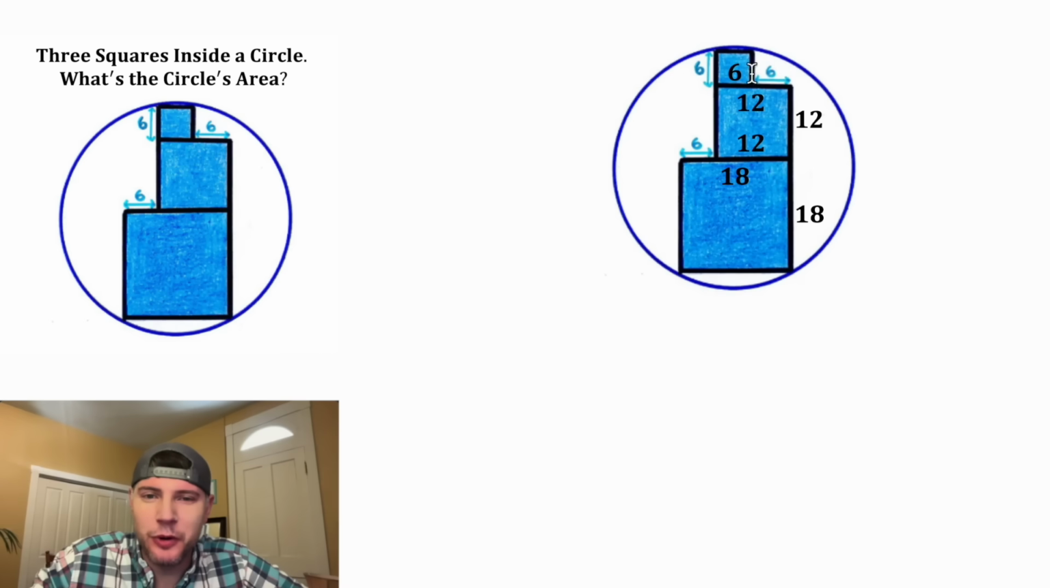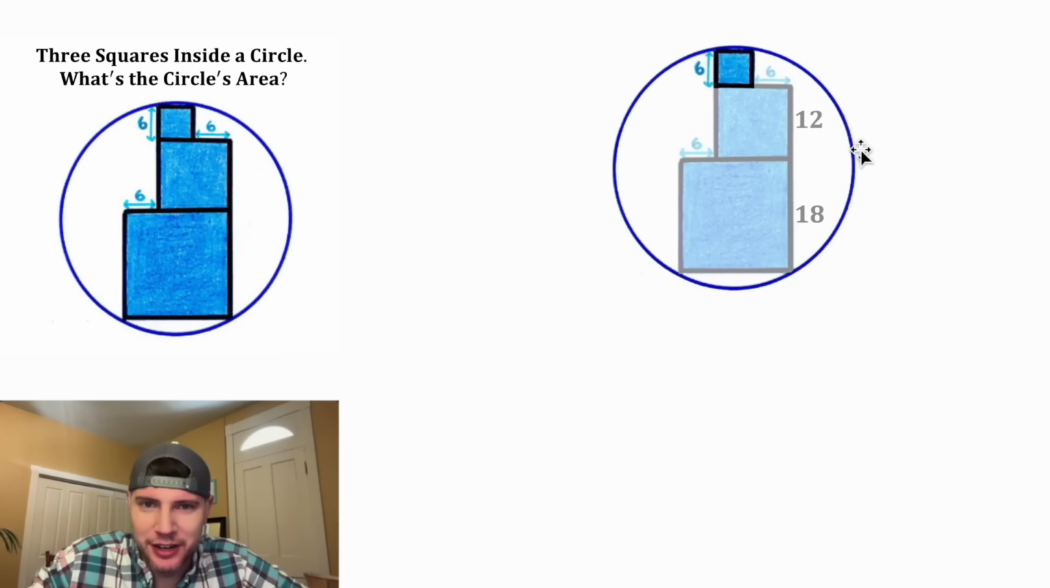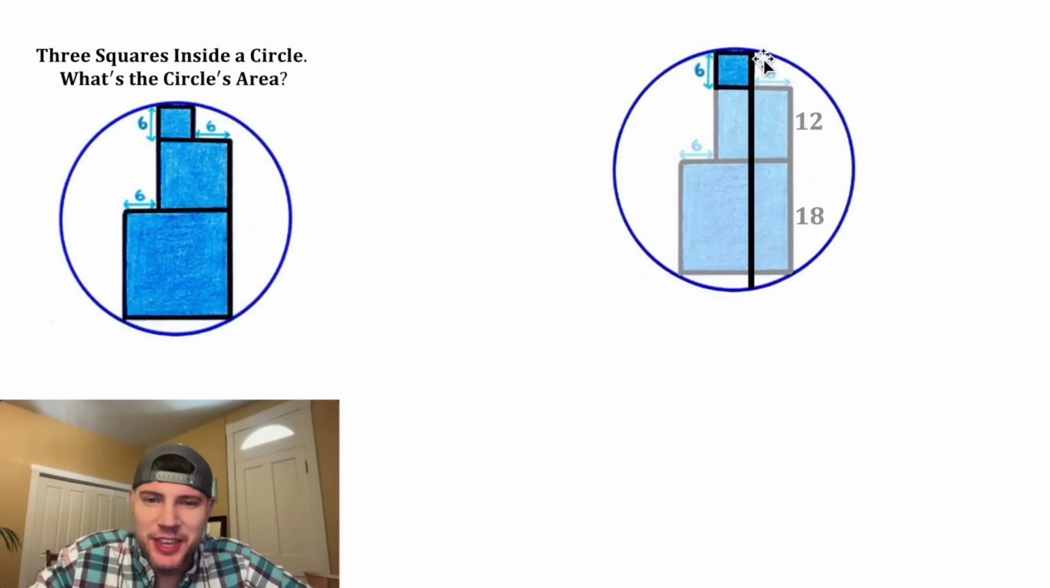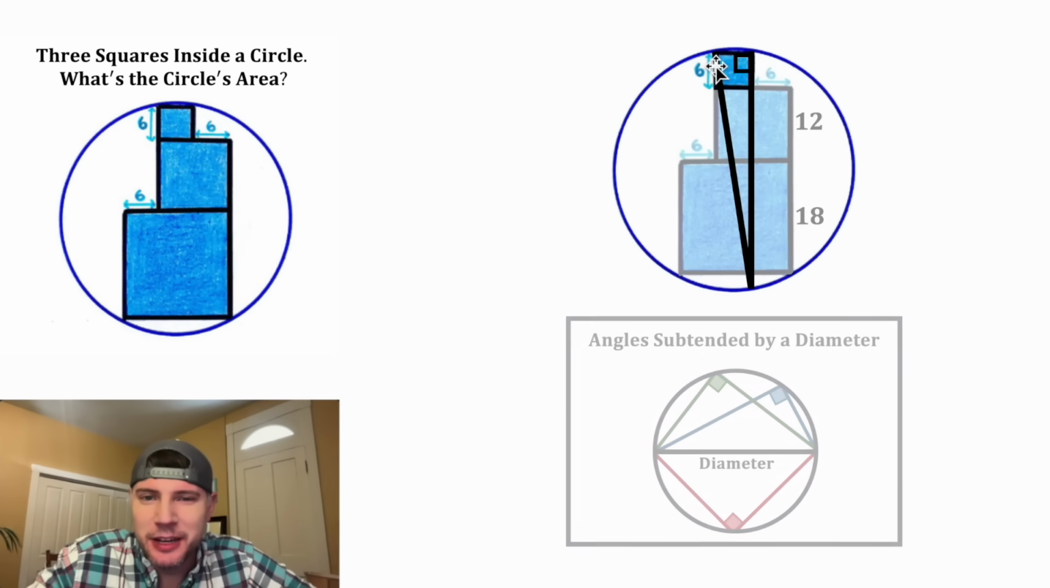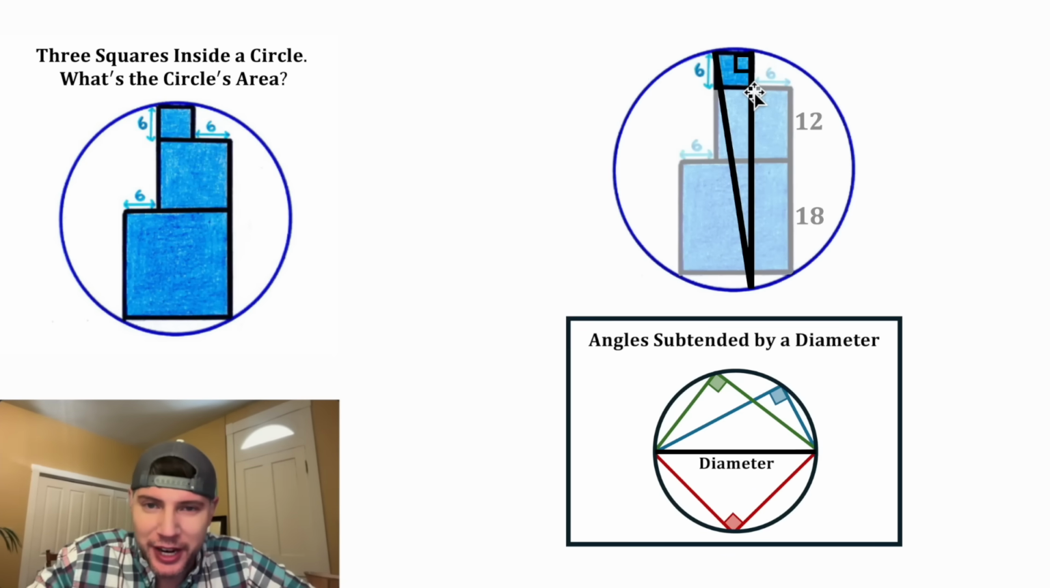Now from here, I want to focus on this top square. Let's extend this side of the square all the way down to here. Now this inscribed angle is going to be a right angle because it's one of the angles in the square. And then we can connect this point to this point. This will end up being a diameter of the circle. Anytime you have an inscribed angle that's a right angle, it always stands on the diameter of the circle.